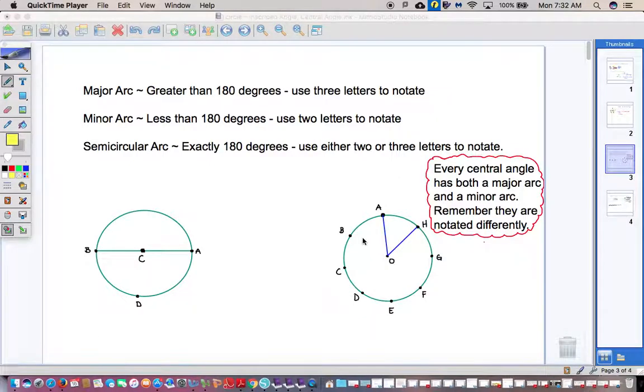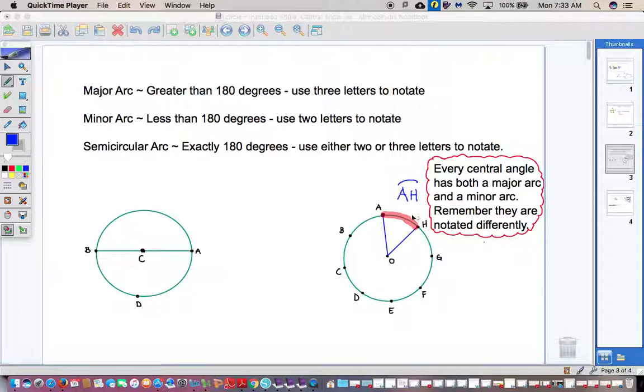Okay, so if we look at this angle down here, angle AOH, we know this is a central angle because O is our center of the circle. If we want to know this arc length here from A to H, this would be called a minor arc. So we're just going to use two letters to notate this, and the two letters are the beginning and the end of this arc. So this arc right here would be notated using the letters A, H, the two points, and then an arc above it.